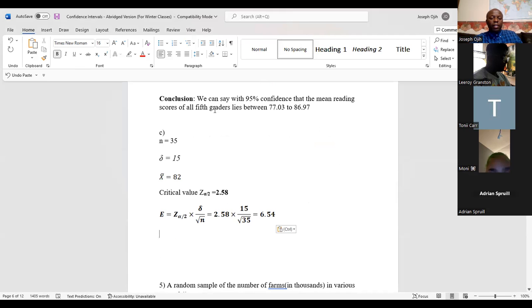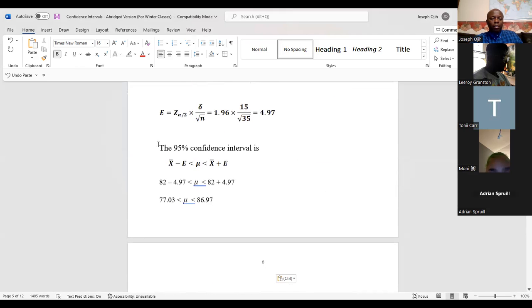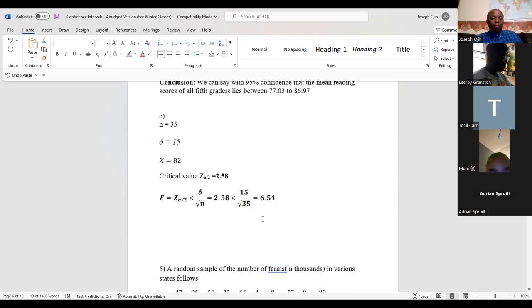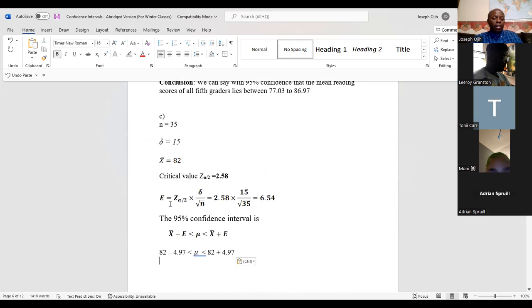So we can see that the 99% confidence interval is given by this formula. To make it faster, I'm going to put this here and change it. That means 82 minus what we have, 6.54. You subtract it on the left side, and on the right side, you add it, 6.54. And that will give you the confidence interval.